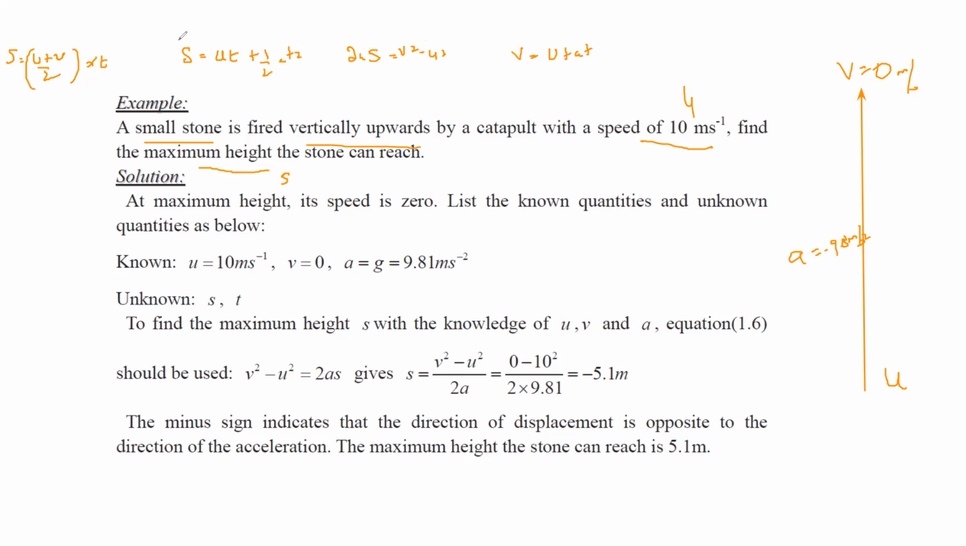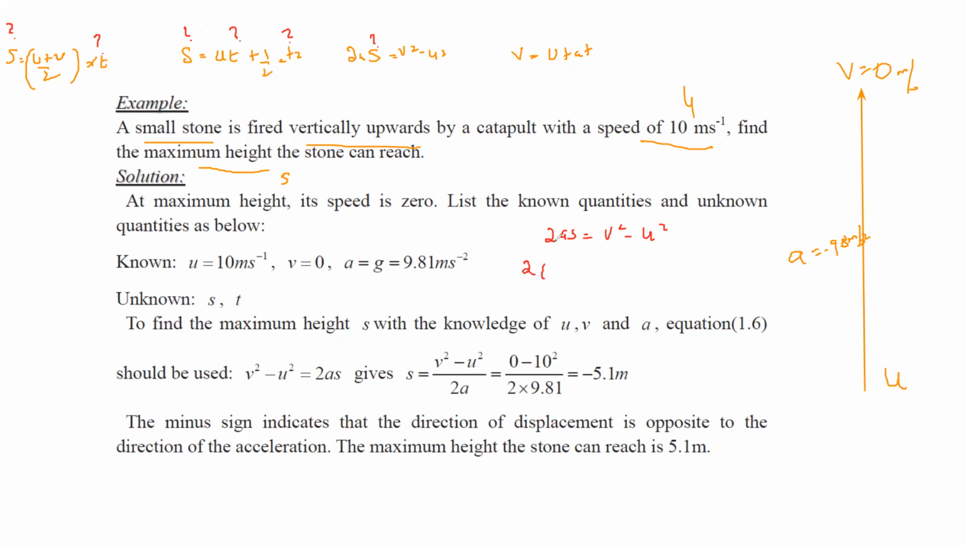So when we check, we know that this is unknown. We know the initial velocity, final velocity, and the time is not given, so the time is also unknown. So this equation has two unknowns. When we check this equation, only one unknown is there, that's the displacement. So we'll use this equation, 2as is equals to v square minus u square, or you can also say v square is equals to u square plus 2as.